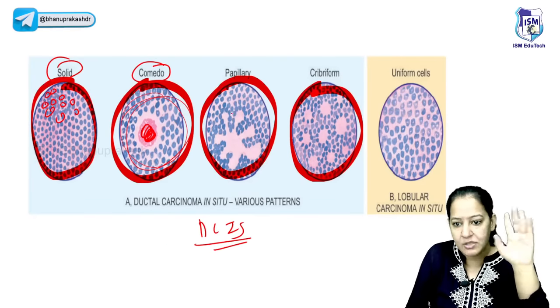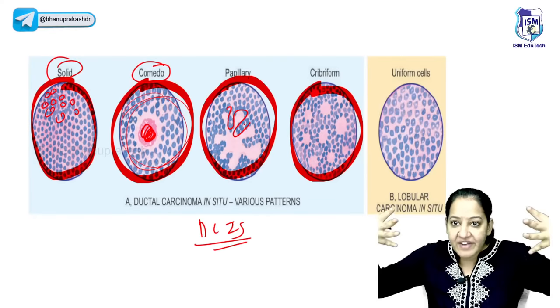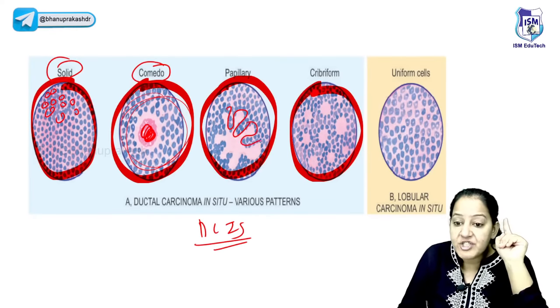In the third one, you can see the tumor cells are here also, but they are arranged in papillary, finger-like projections. What is the arrangement? The arrangement is finger-like projection.